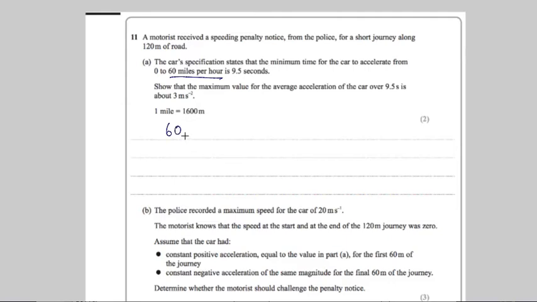So 60 miles per hour, well, that's 60 times 1,600 meters, 60 lots of 1,600 meters, because each set of 1,600 meters is a mile, divided by 1 hour. Well, an hour is 60 times 60, it's 3,600 seconds. And if you work that through, that comes out to be about 26.7 meters per second. Now, what else have we got?